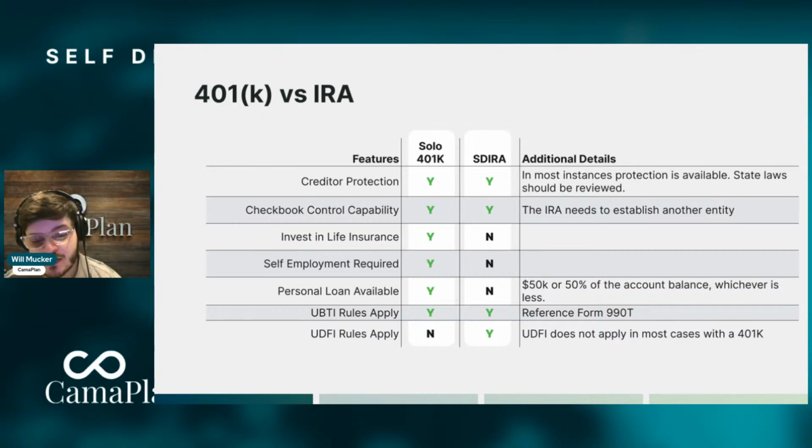And the 401ks are the only retirement plan that you can actually take personal loans against. And it has to be either $50,000 or 50% of the account balance, whichever of those two amounts is less. And then at the very bottom, you'll see that UDFI rules do not apply to 401ks where they may apply to your IRA. UDFI stands for unrelated debt finance income. That's a tax we'll talk about towards the end of the presentation with the tax consideration slide. Again, not a tax professional here, but you may want to talk about that with your tax professional.